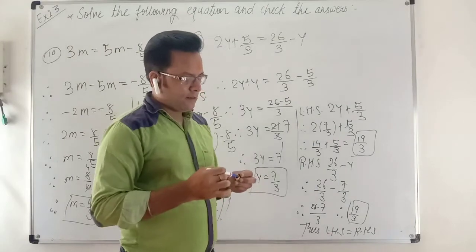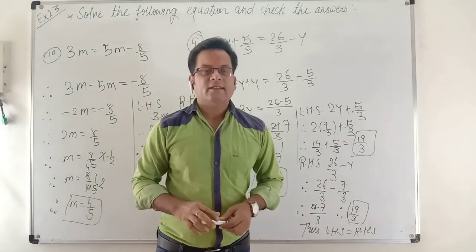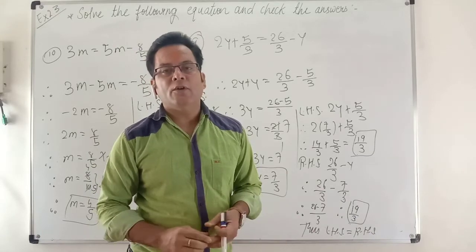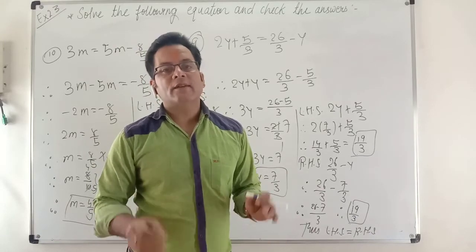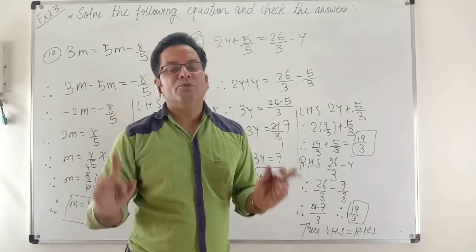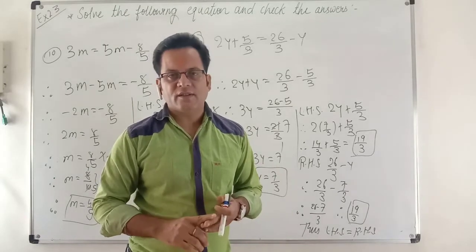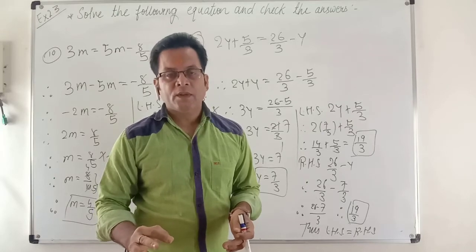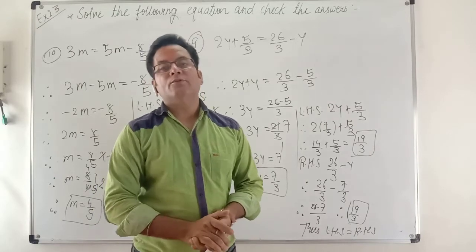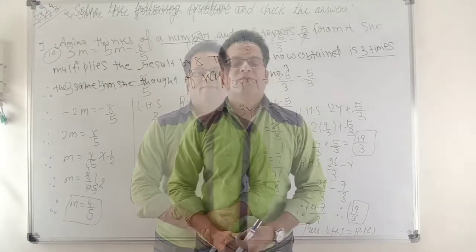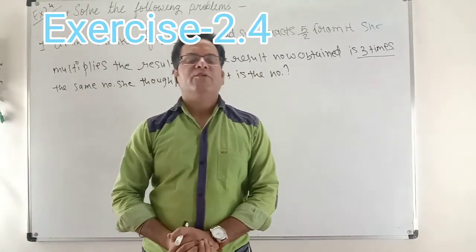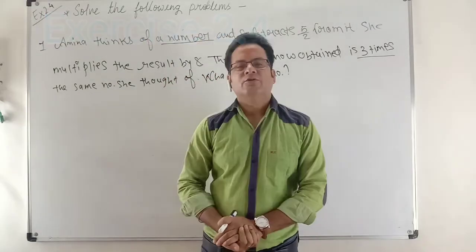So this way, this is all about our exercise 2.3. Remember students, you have to find the value of the variable and then substitute the value into both the sides, LHS and RHS. Both the sides should be the same. Okay? So this is about exercise 2.3. Now students, exercise 2.4, problem sums. Here we have to use a logic approach.